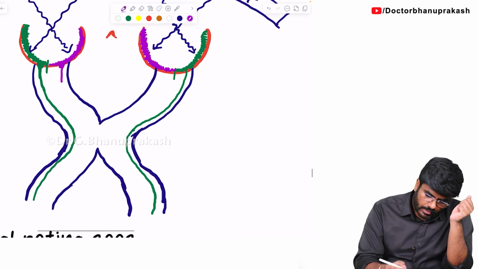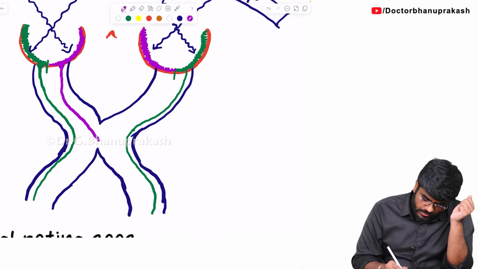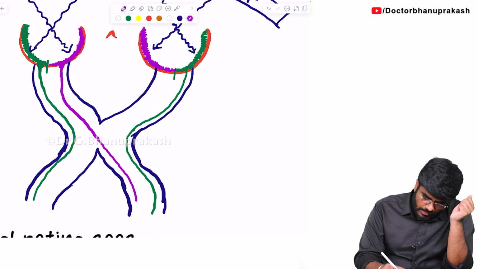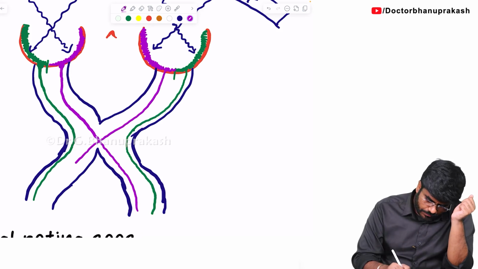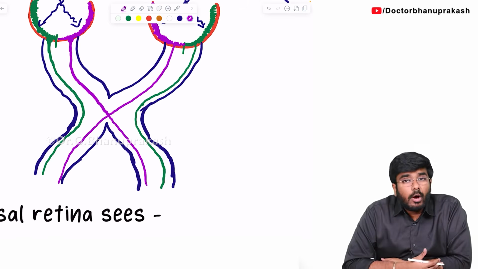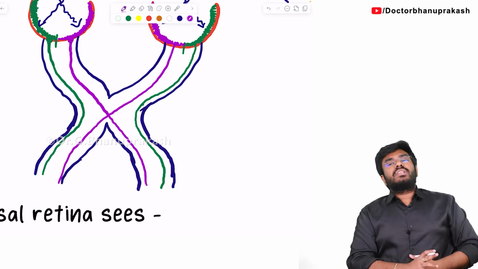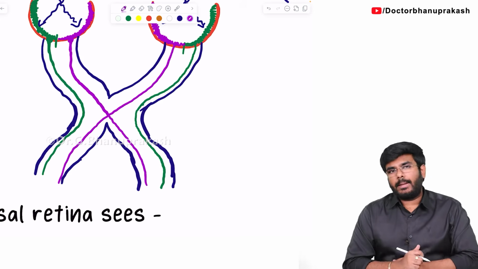But look at the violet neuron. These neurons are coming into the optic chiasm, and they are crossing to the opposite side. Here also, same, the neurons are coming like this and crossing to the opposite side. So now tell me, which neurons are crossing to the opposite side? It is the nasal retinal neurons which are crossing to the opposite side in the optic chiasm. But the temporal retinal fibers do not cross. They are traveling ipsilaterally.